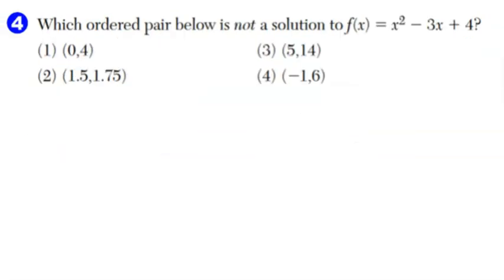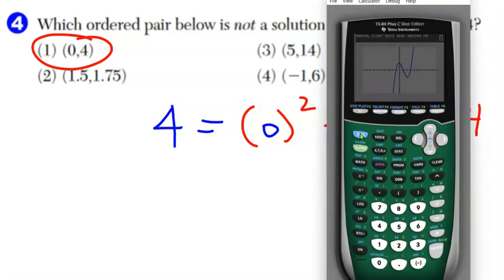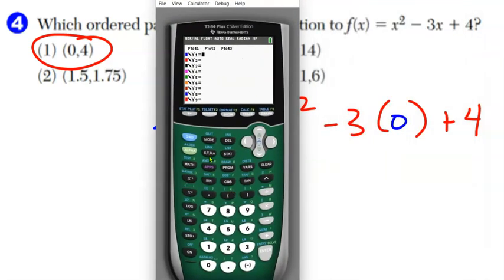Number 4 asks you which solution is not a possibility, so you could certainly guess and check by erasing and replacing all of the x values with the x coordinate given, and then checking to see if that would be equal to the y value. You could certainly do that mathematically. Another option for you, which might be quicker, is again to go to your TI-84 and in the y equals button, type the function that you have, which we have as x squared minus 3x plus 4.